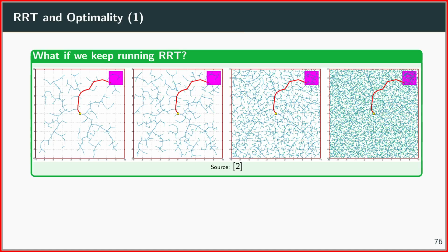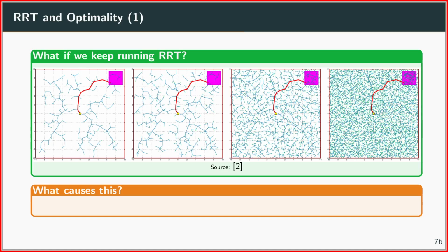So you get a finer and finer tree, but you still have this path here. And this path is not optimal in any sense because, of course, you could just have a straight line here, and you would have solved the problem in an optimal way. And so one question would be, what causes this actually? Does anyone have an idea?